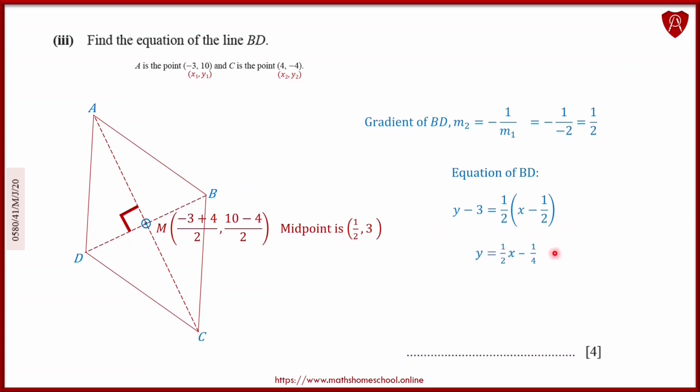Open the brackets and add 3 to both sides. When we simplify, 3 minus a quarter is 2 3/4, which is 11 over 4. So now this is the equation of the line BD.